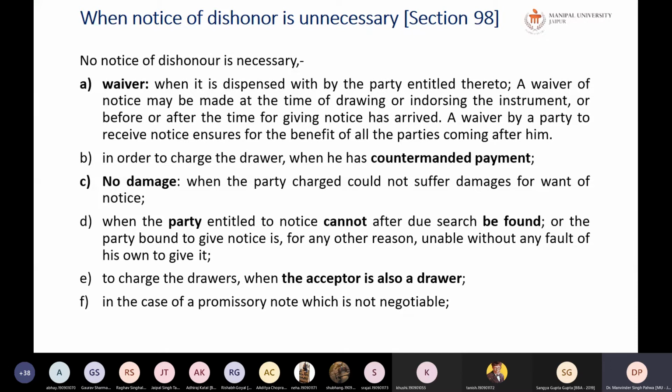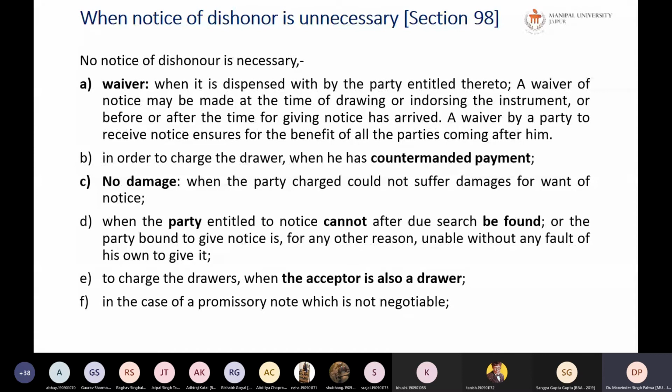Further, no damage. When the party charged would not suffer any damages because of the notice, no notice is required. So, for example, the last party, the person who is writing a check, may not require any notice because he will not lose anything. There are no damages going to happen to him. So it's not necessary to give them the notice.